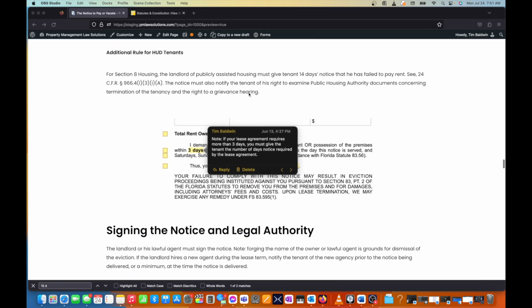Again, there are additional rules for HUD tenants where you have to give the public authority notice of the notice to pay or vacate. Again, as of right now we don't have HUD tenants, but if we did, we'd have to follow those additional rules.